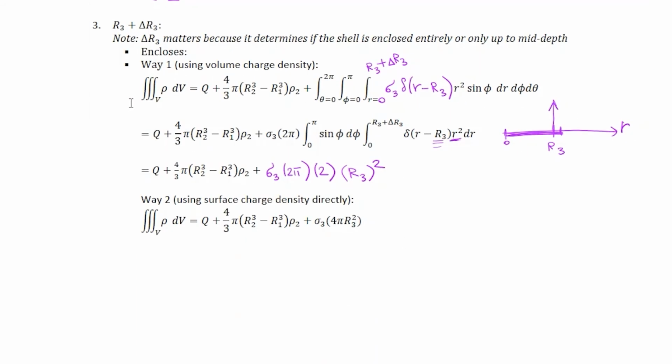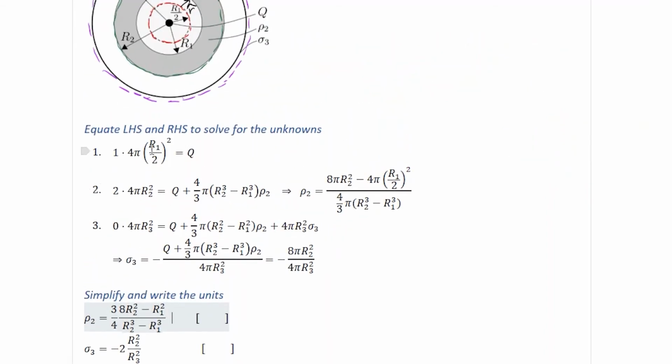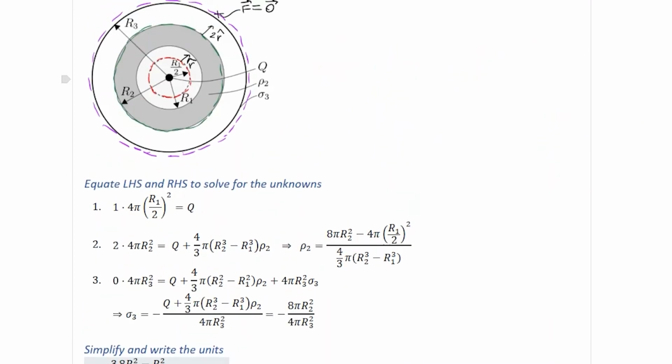So this is it for the right-hand side of the divergence theorem. Now let's equate the left-hand side of the divergence theorem to the right-hand side to solve for the two unknowns that we have. Here I wrote out all the left-hand sides. These are all the right-hand sides. Let me explain.